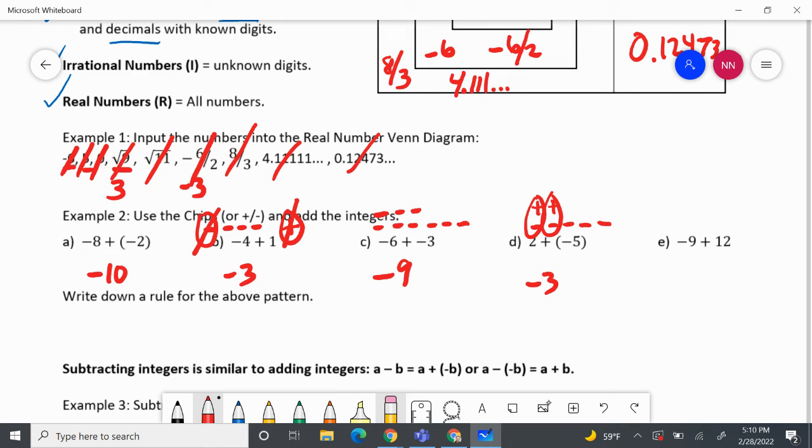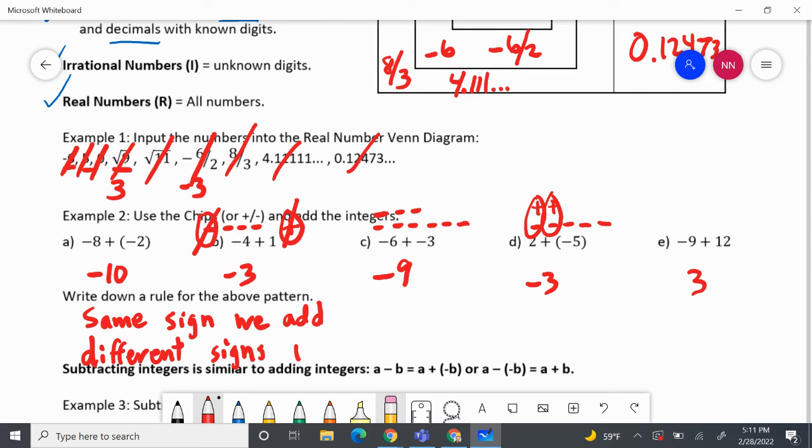And for this next one, we have 9 negatives and 12 positives. That's going to be a +3. So we're going to write down a rule for the above pattern. What I hope you notice is that same sign, we add. And different signs, we subtract.